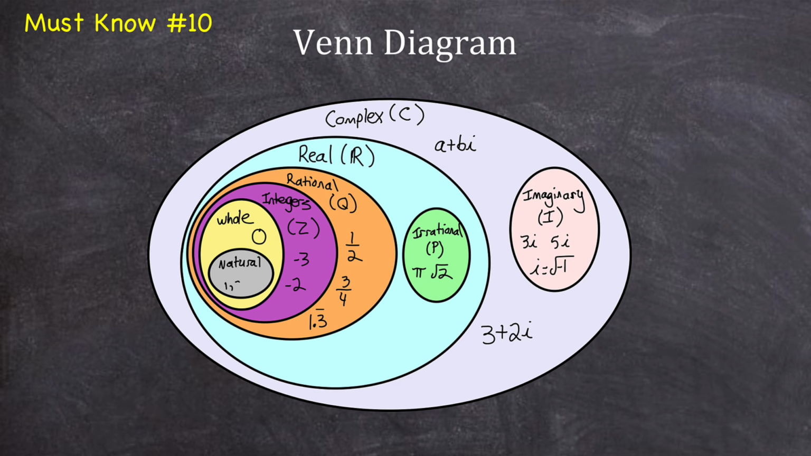So for example, 1, 2, 3, those are all natural numbers. Those are the counting numbers. Oh, and I forgot, for whole numbers, we use W, and for natural numbers, we use N. And that's the end of our journey through all of the most important number sets.